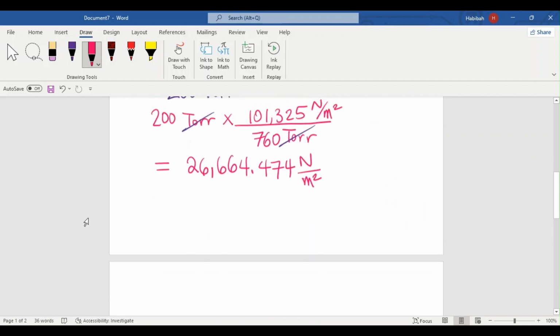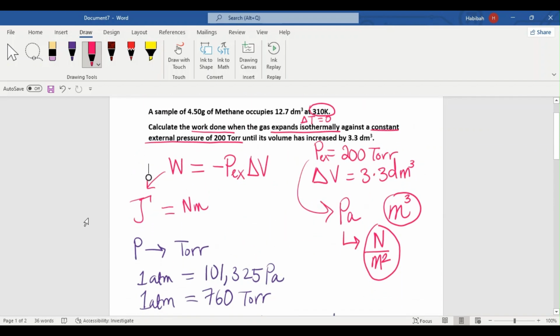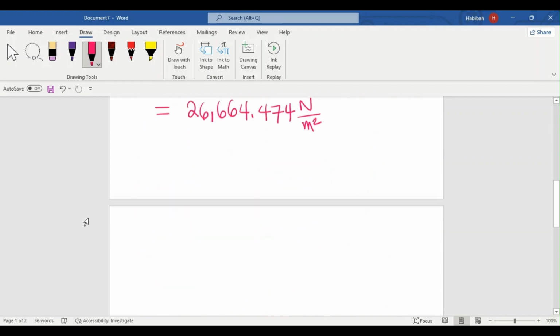Now we're supposed to determine what the volume will be, from dm cubed to meter cubed. So note this, and I'm going to teach you this. If you've been watching my videos, you know that I always do this. We're going from dm cubed to meter cubed.